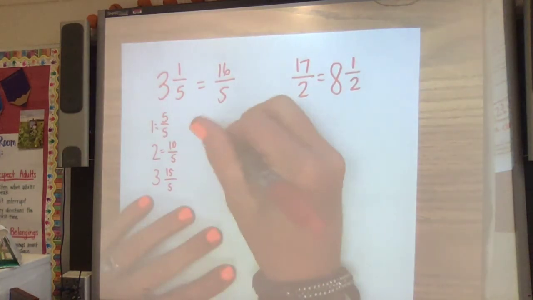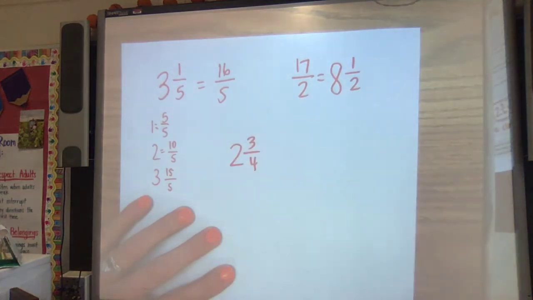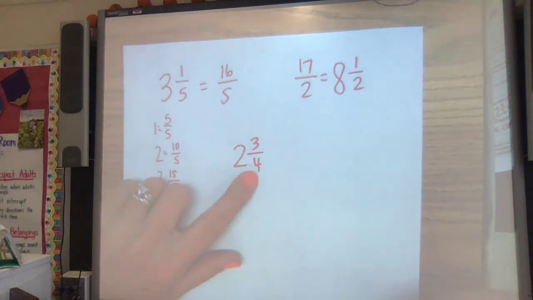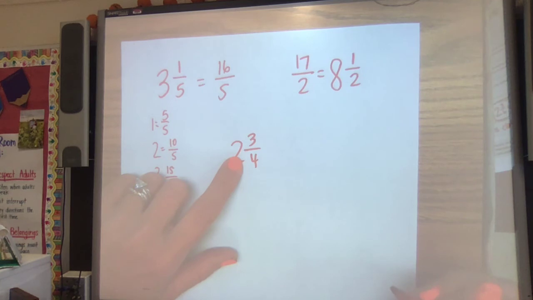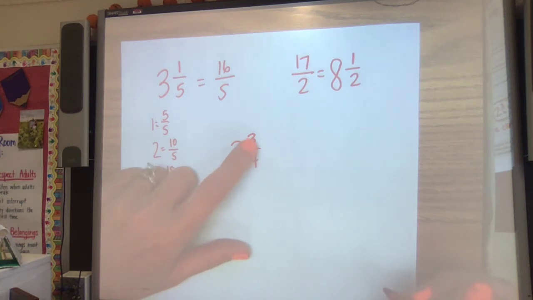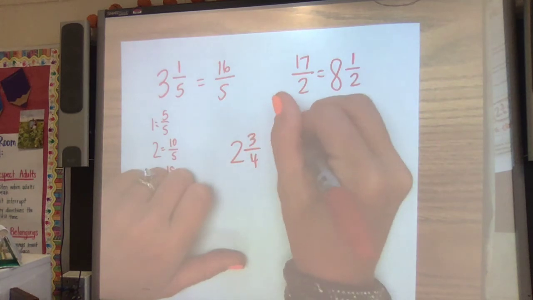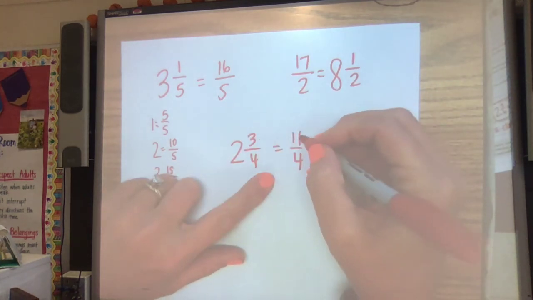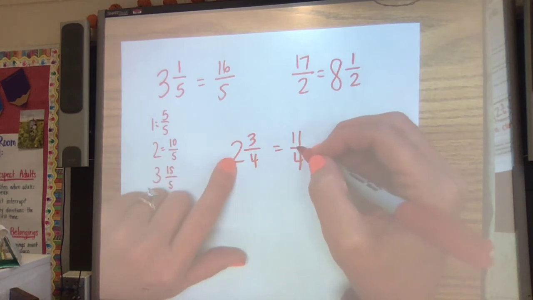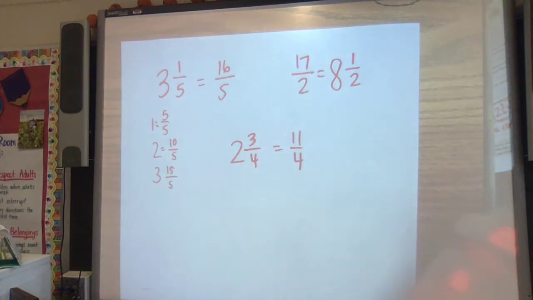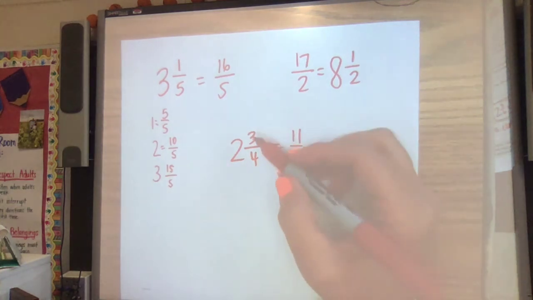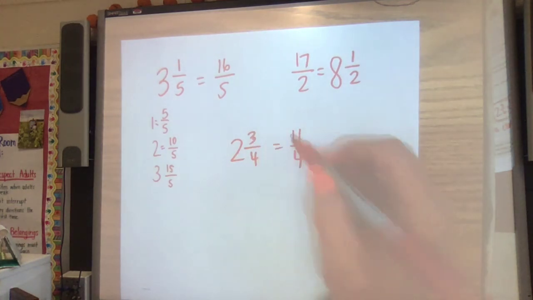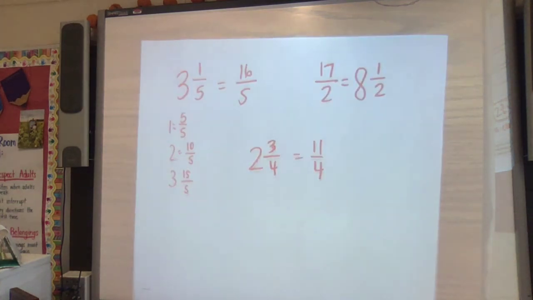Let's do another one. 2 3/4. This is in fourths. If I have 2 wholes, that means 4/4, 8/4, 9, 10, 11/4. Let's check it to make sure. 11 divided by 4. 4 goes into 11 2 whole times. That's 8, 9, 10, 11. Yep, that works out right. 4 times 2 is 8, 9, 10, 11. We can do it that way.